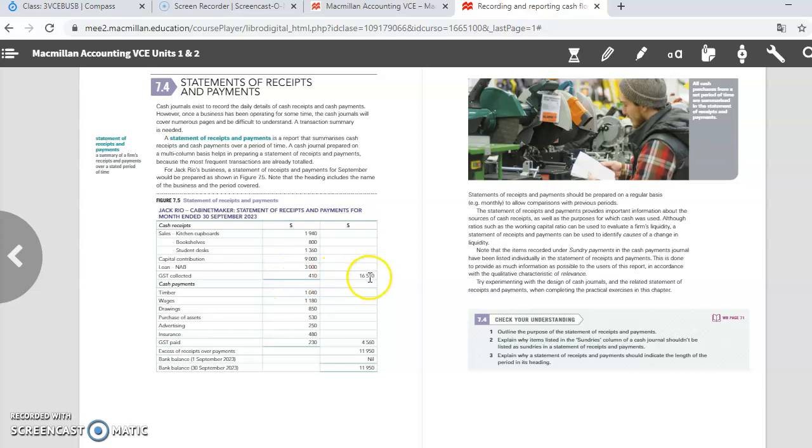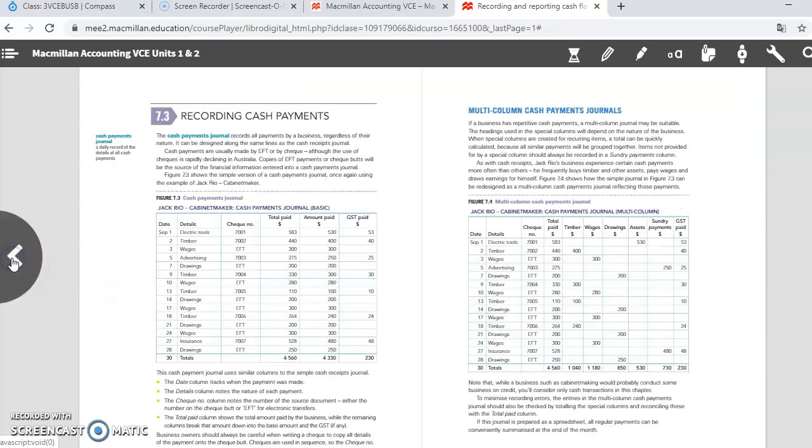So this is all information from your cash receipts and cash payments journal. This is total cash receipts, this is total cash paid. Which one is more? Cash receipts are more than cash payments. So the excess of receipts over payments is found by subtracting these two, and you get positive $11,950 because receipts are more than payments. The bank balance at 1st September 2023 was nil, so the bank balance at the end of this month is going to be $11,950.